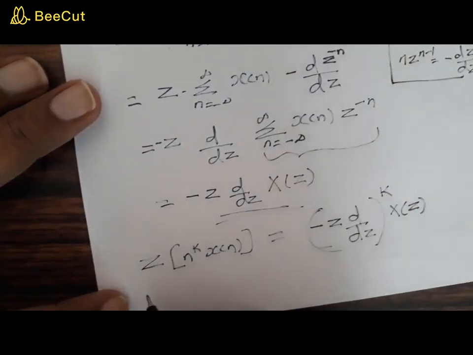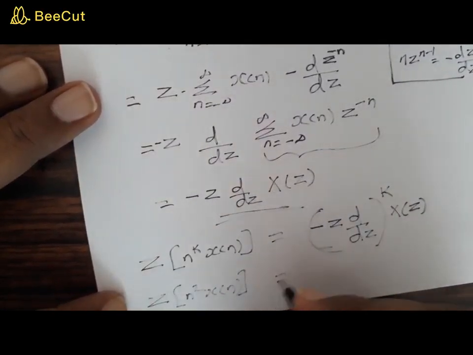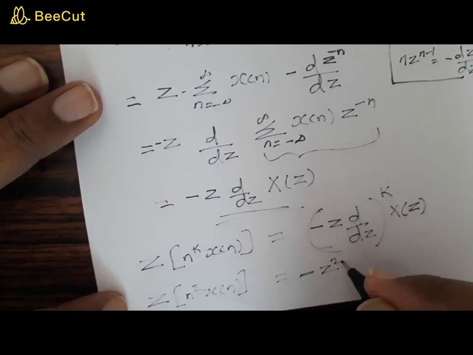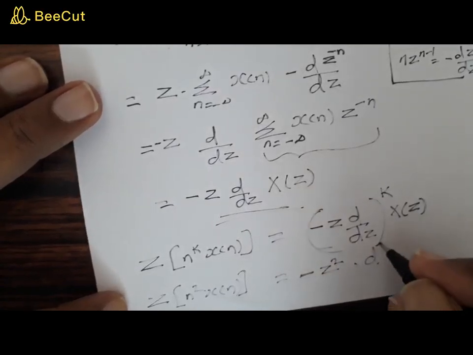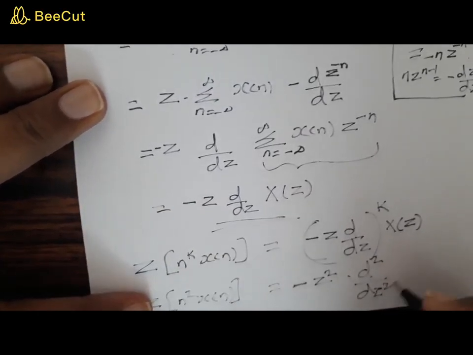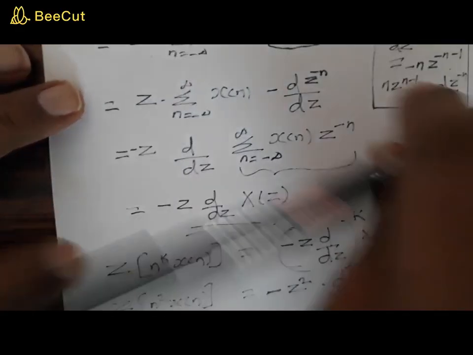Say for example, if it is n square into x of n, what you need to do is multiply that by minus z square into, take how many derivatives? 2 derivatives, d by dz square of x of z, right? Okay, fine.